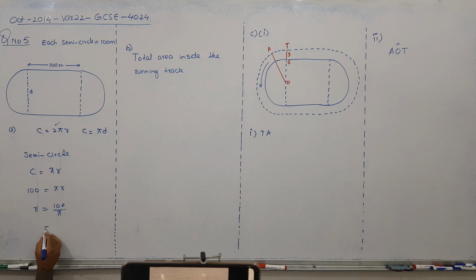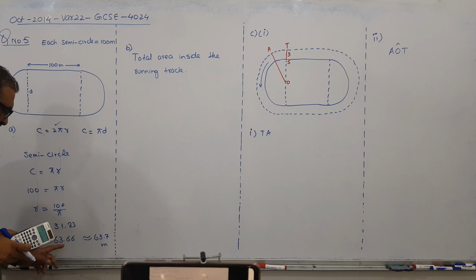So it is giving 100 divided by pi. It is coming 31.83. But I need the diameter, so times 2. So it is coming 63.6619. Okay, because I have rounded, after rounding, 63.7 meter is our answer. So when I use this answer in the next part, I will use the original one.